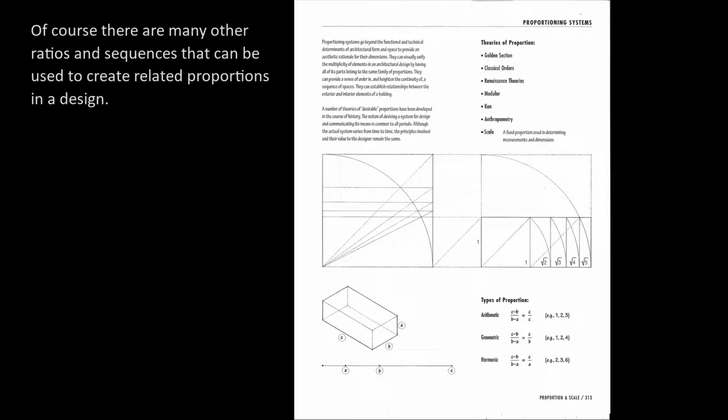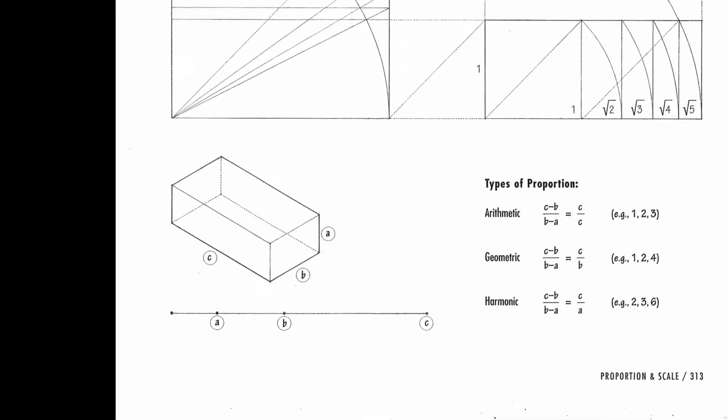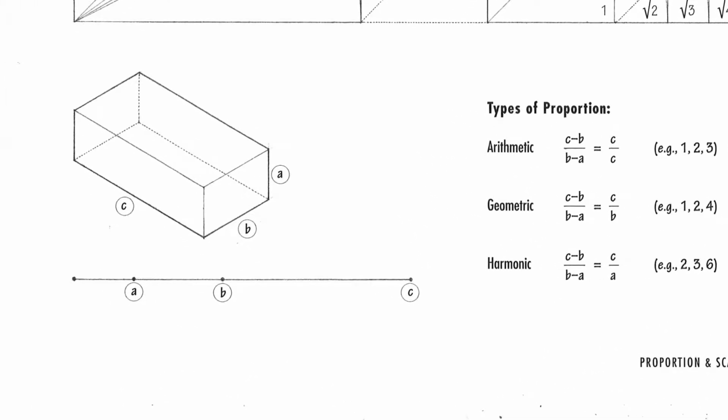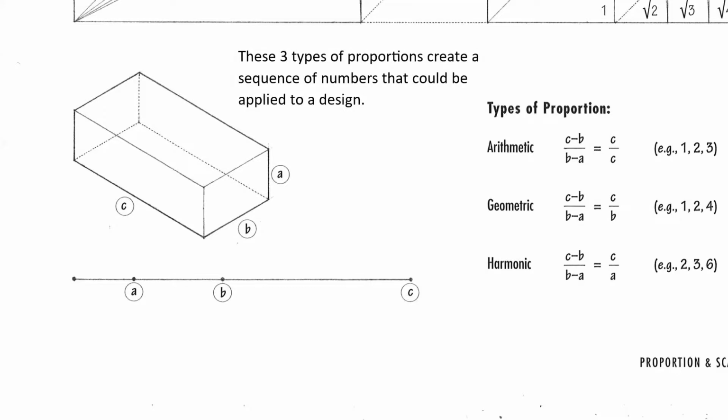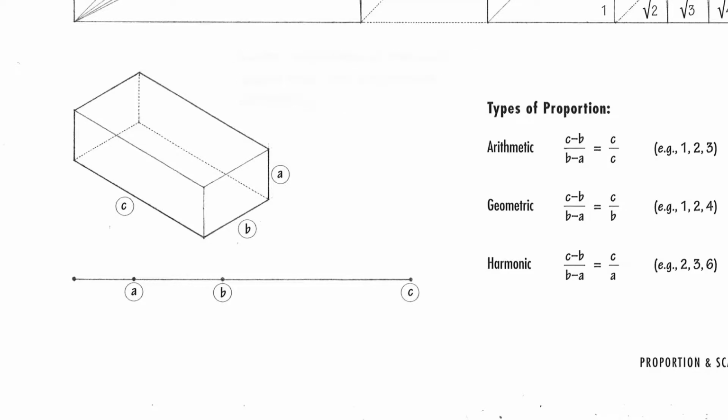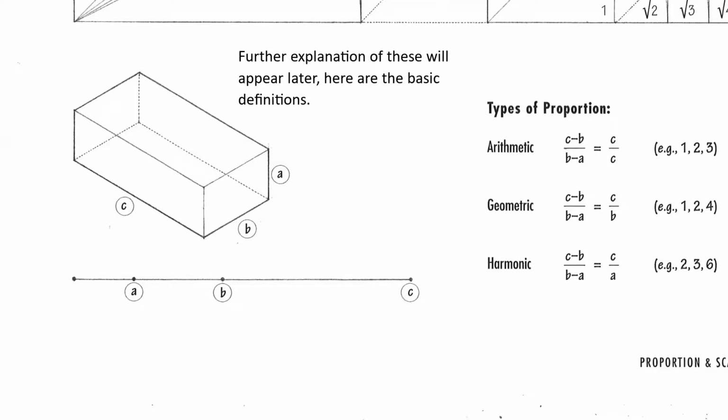Of course, there are many other ratios and sequences that can be used to create related proportions in a design. The next figure on 313 shows a list of types of proportions. These 3 types of proportions create a sequence of numbers that can be applied to a design, such as the block to the left. Further explanation of these will appear later. Here are the basic definitions.